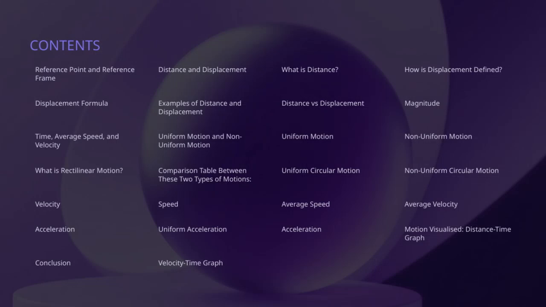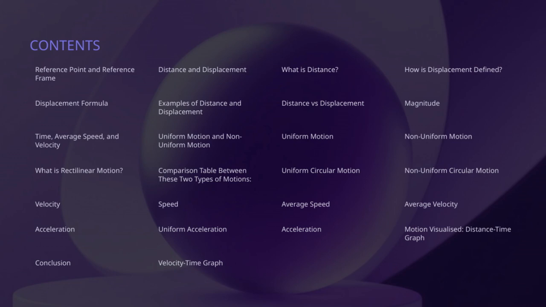Let's take a closer look at some key concepts related to motion. First, we'll visualize motion through a distance-time graph, which helps us understand how far an object has traveled over a period of time. Moving on, the idea of average velocity is essential because it gives us a sense of how quickly an object is moving overall, even if its speed varies during the journey.